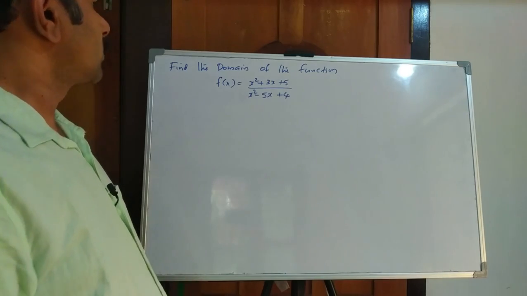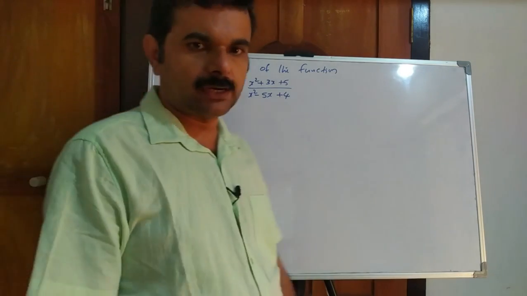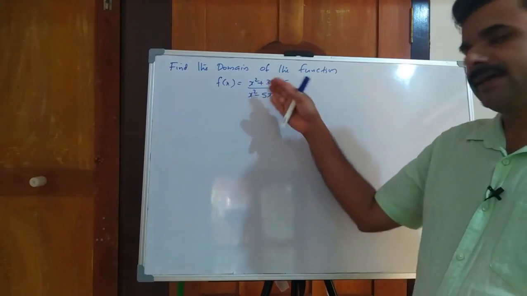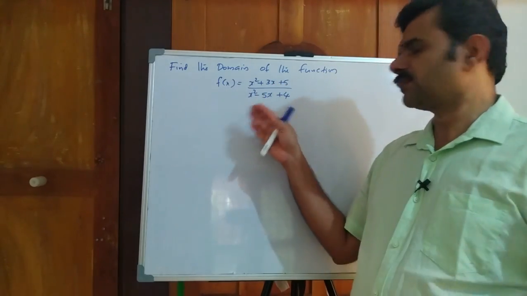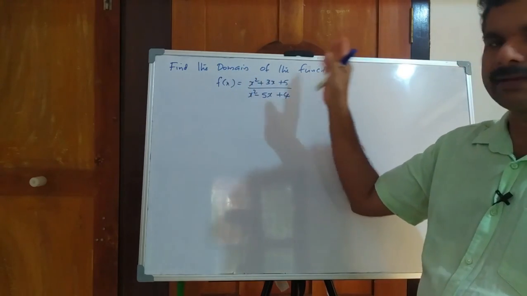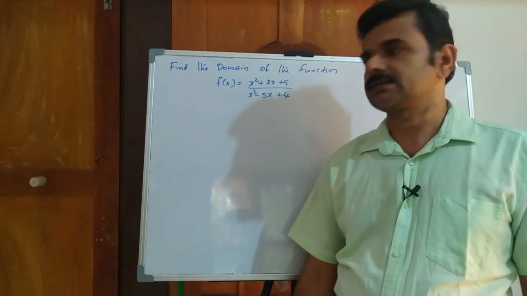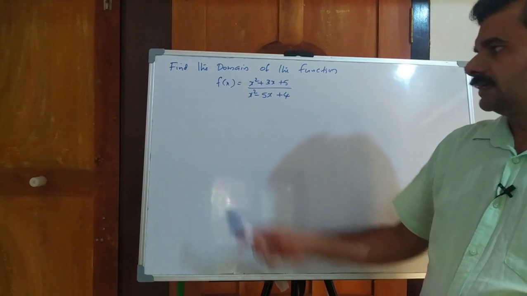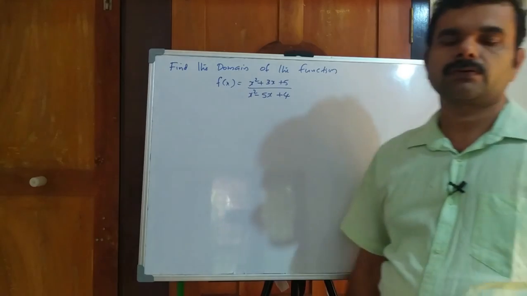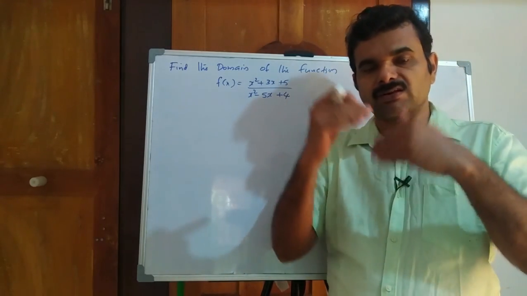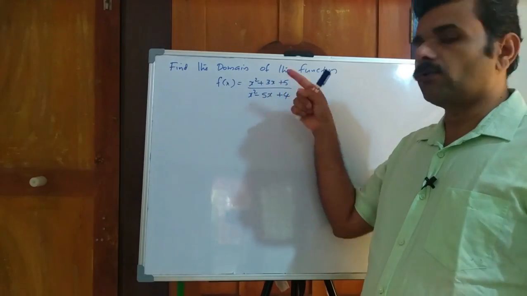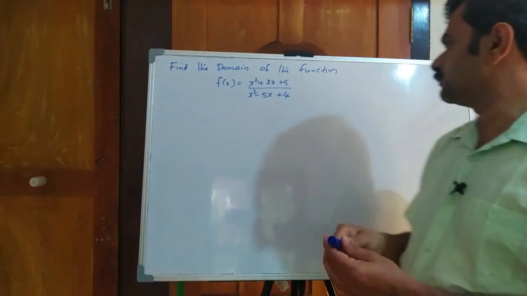Answer this question. Find the domain of the function. Here only domain is asked to find out, because finding range is a complex one. So that is why here the question is asked only for finding the domain of the function. So it is very simple. Here f of x is expressed as a quotient form, division form, p by q form, rational form.